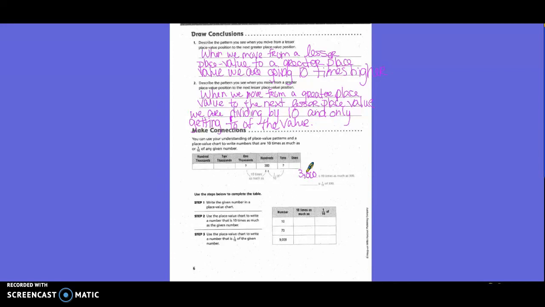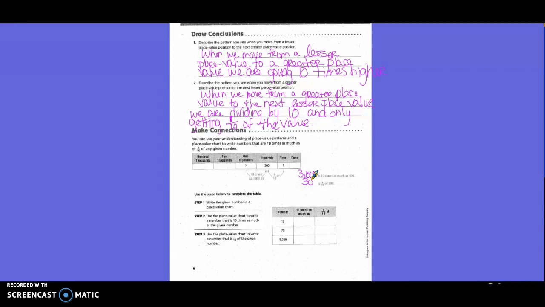Okay? So, and then we have 300 again, but they want to know what 1/10 of 300 is. So, when they want to know 1/10, do they want to know a part or do they want a bigger number? Part. They want a part, right? So, in this case, we're not going to add a 0, we're going to knock off a 0, or take 1 off. So what would our answer be for the other one? 30, right?